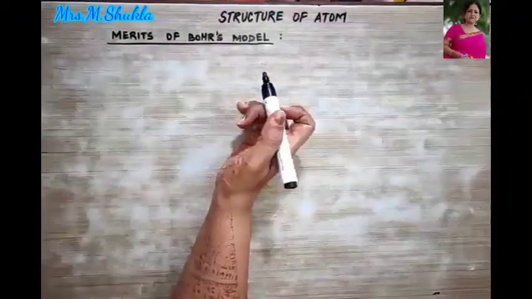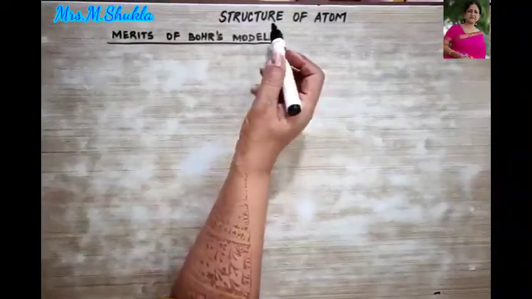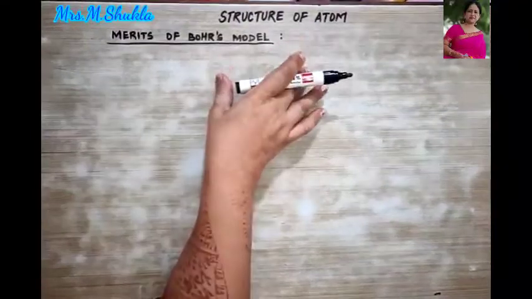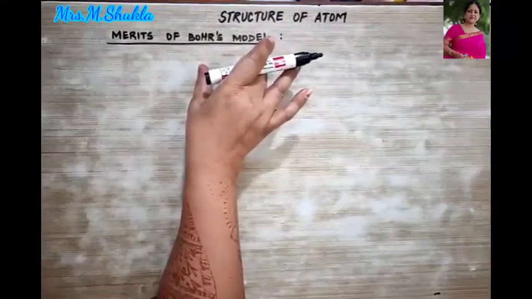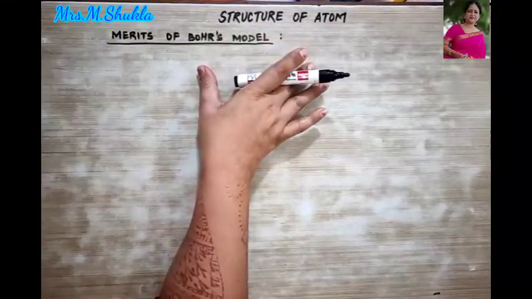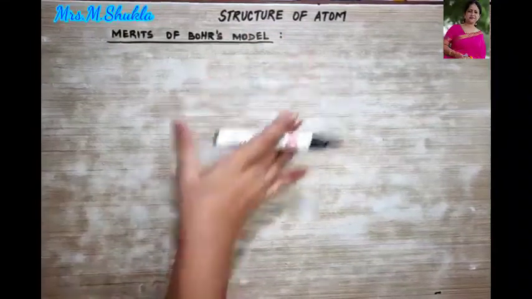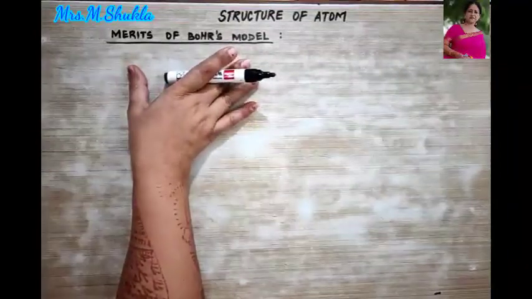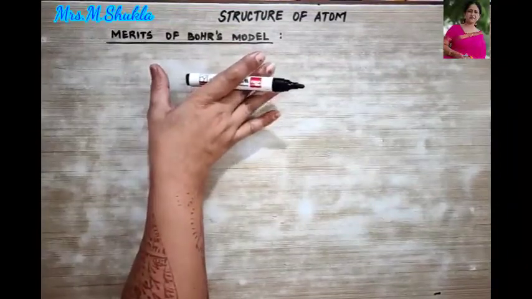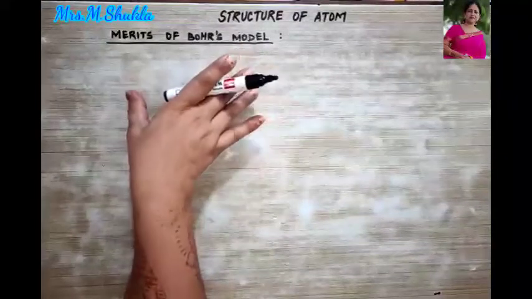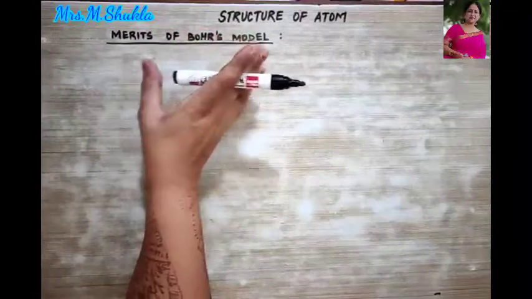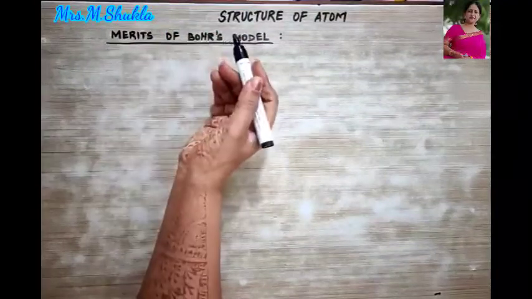Good morning, students. So yesterday in the structure of atom chapter, we had discussed the postulates of Bohr's atomic model. In today's video, we are going to study the merits of Bohr's model as well as the limitations of Bohr's model.